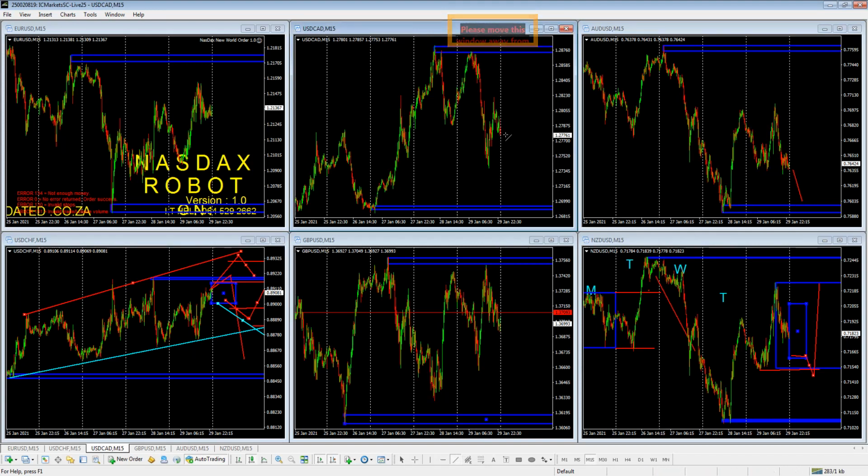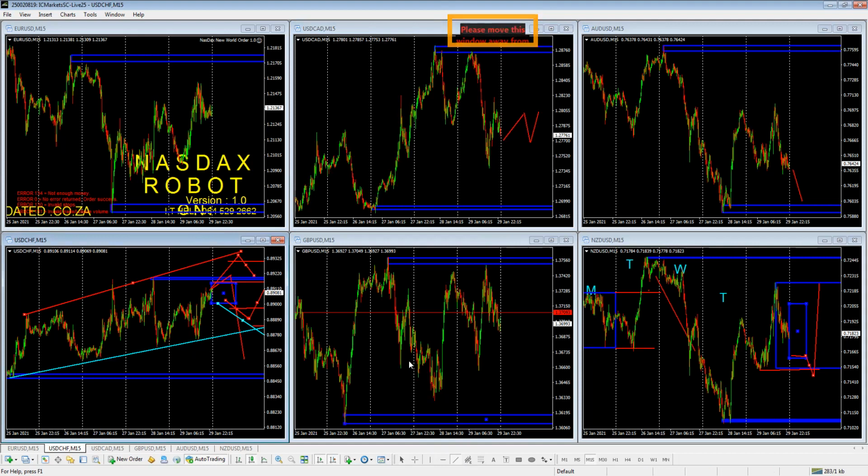If it opens and stays in this area throughout Monday, it just stays there. Then you don't want to load the robot on that pair immediately. You're just going to load it on USD CHF and any other pair of these USD pairs that opens closer to these zones.